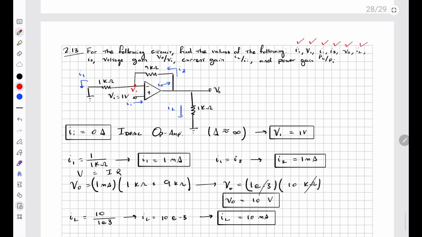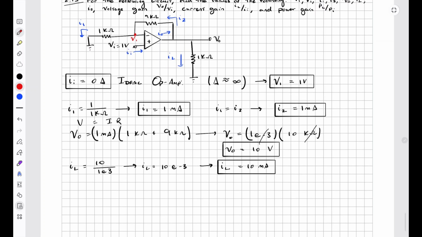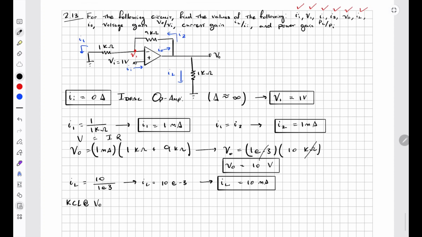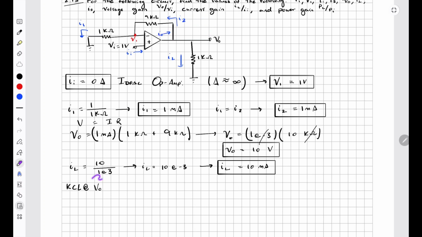Okay, the next one's I out. I out is solved by KCL. So we do KCL at the V out node. We have already solved I1, which is equal to I2, so we know this current here. We just solved for this IL here, so there's only one more. Remember, this is the output of the op amp, so I out.